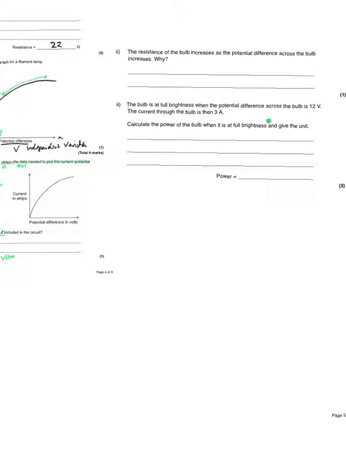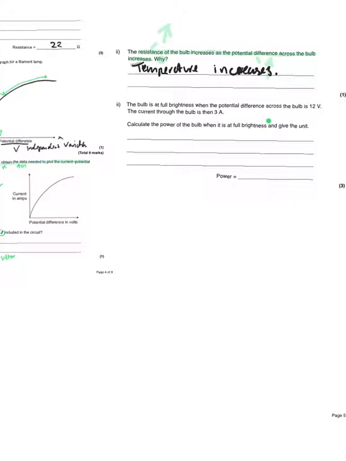So the next question tells us the resistance of the bulb increases as the potential difference across it increases. Why? So why is there more resistance when the potential difference goes up? A couple of things you can write here. We could write, well, I know that the temperature increases. We know that increasing temperature increases resistance.